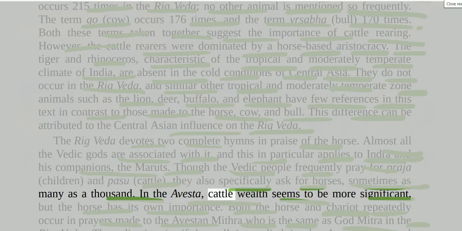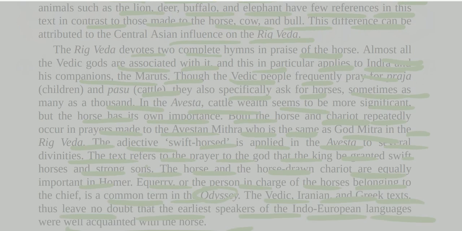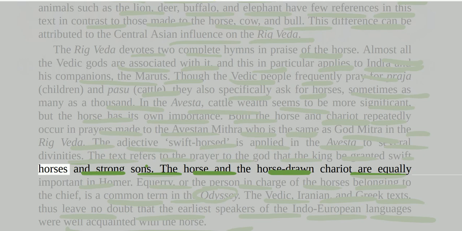In the Avesta, cattle wealth seems to be more significant, but the horse has its own importance. Both the horse and chariot repeatedly occur in prayers made to the Avestan Mitra, who is the same as god Mitra in the Rig Veda. The adjective swift-horsed is applied in the Avesta to several divinities. The text refers to the prayer to the god that the king be granted swift horses and strong sons.